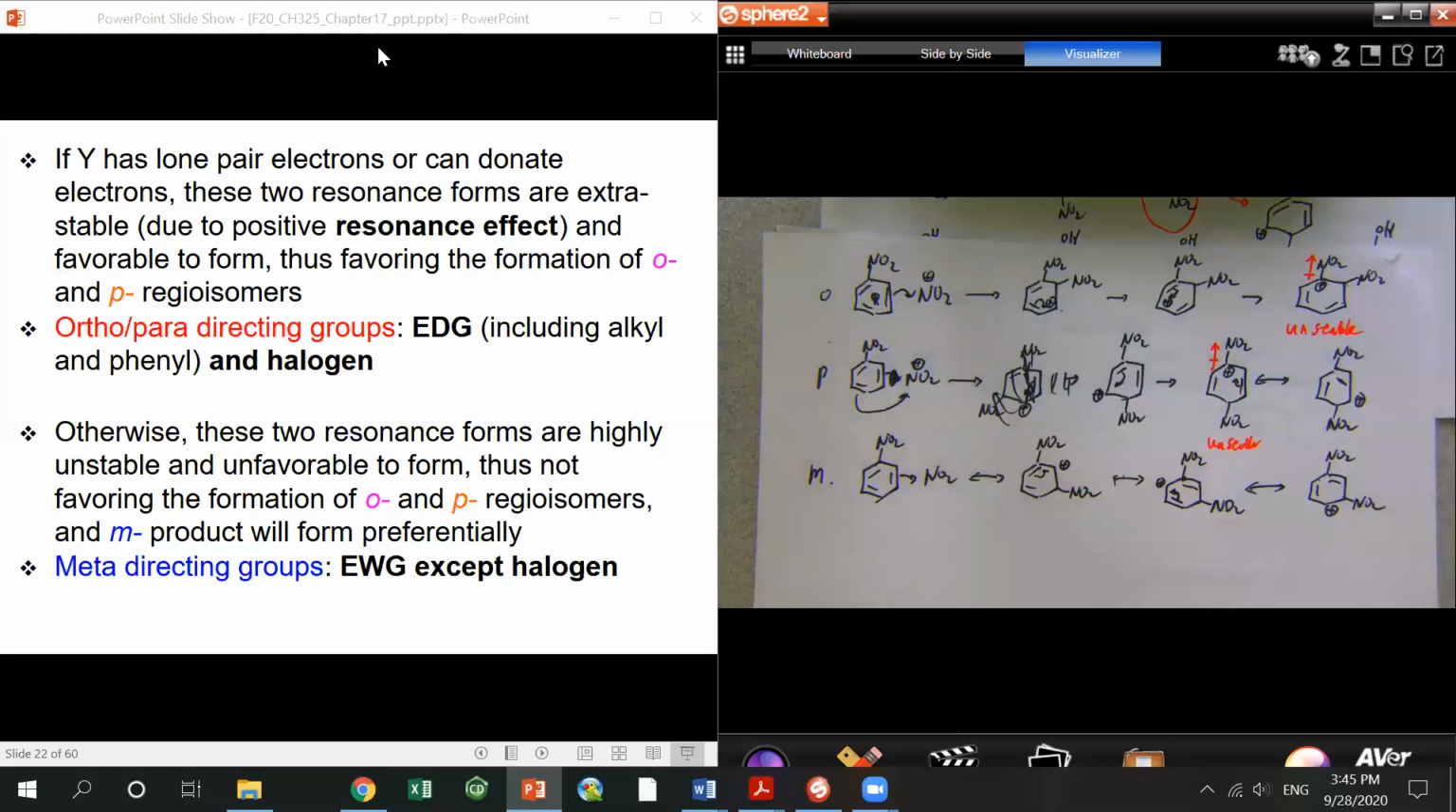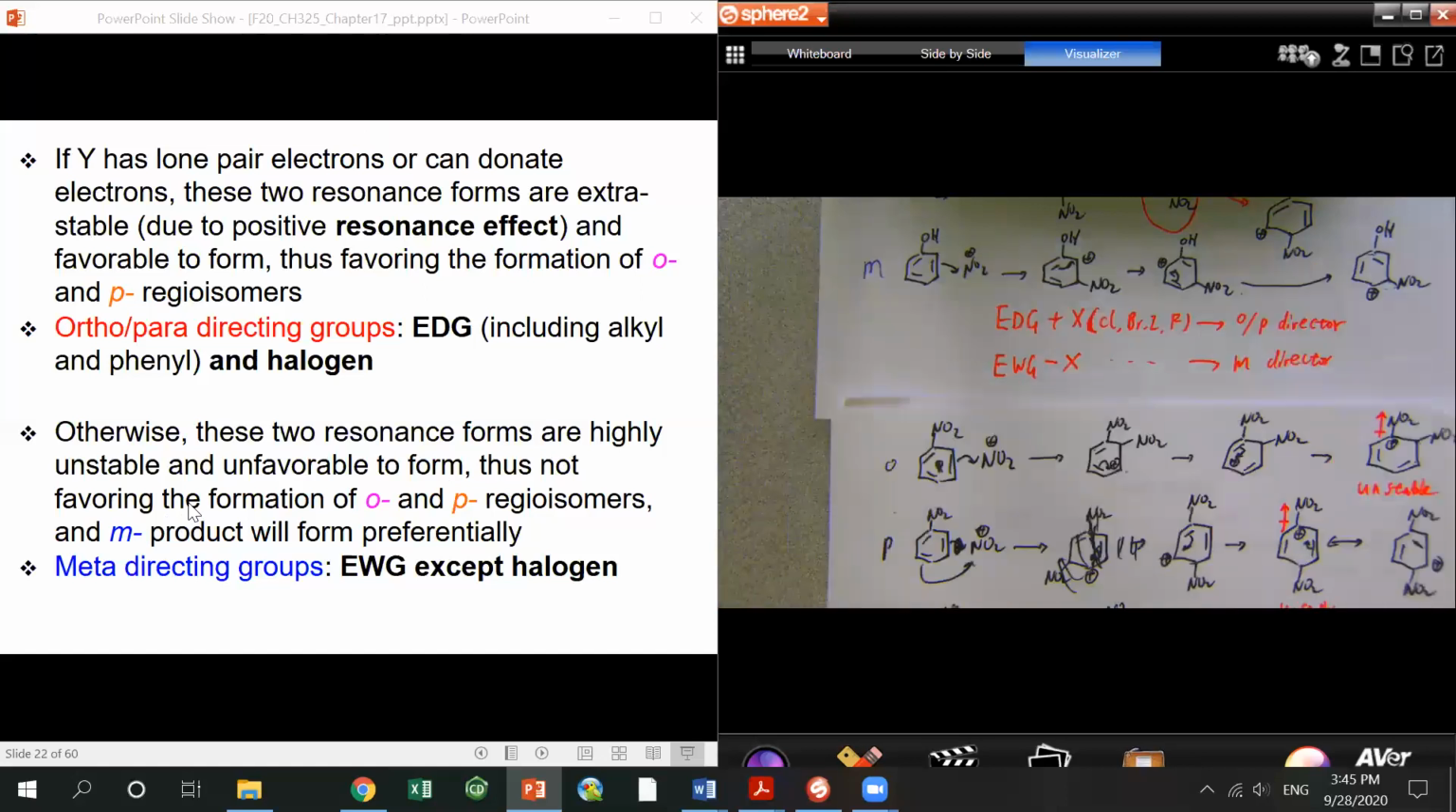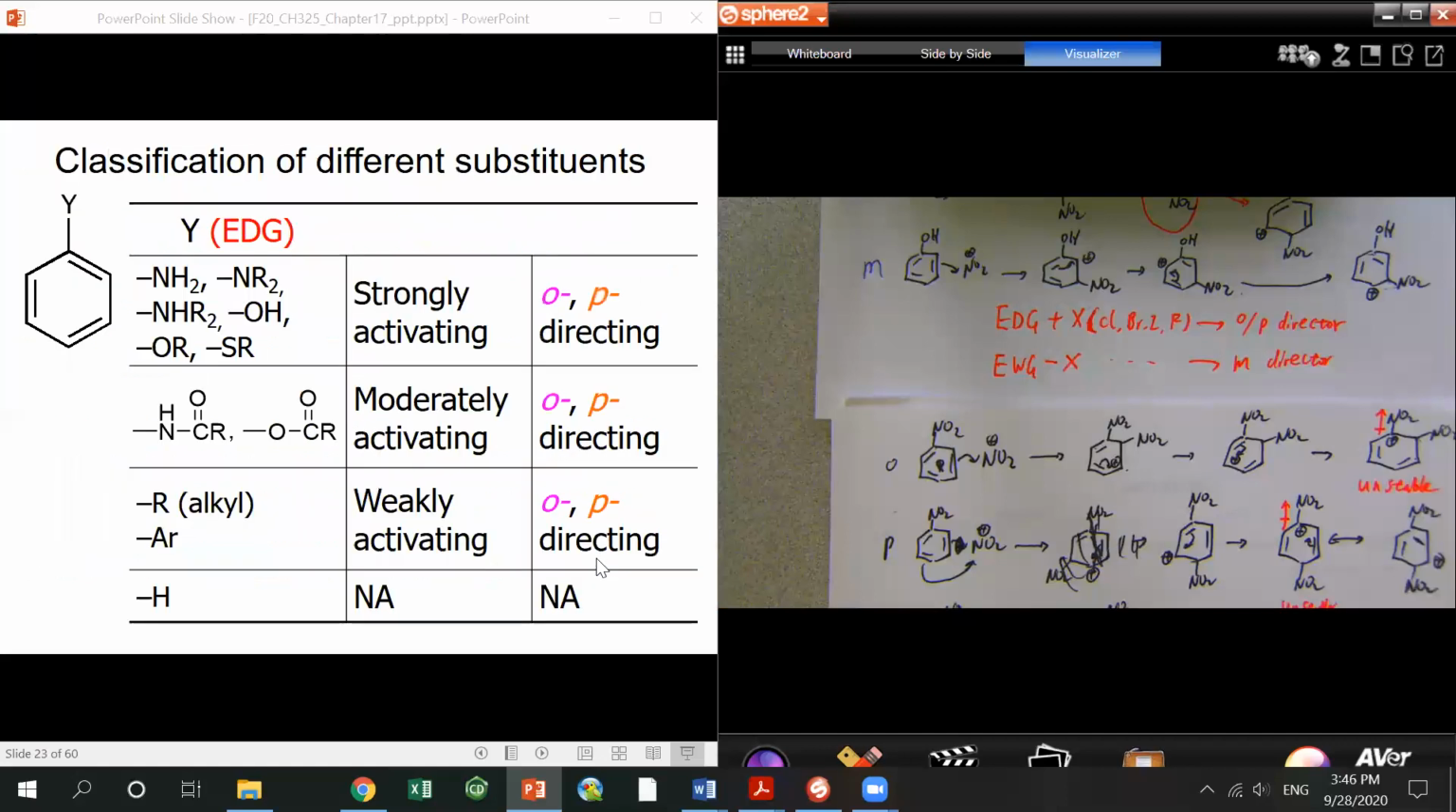The two resonance structures form the highly unstable, unfavored form, so that's not favored in forming the ortho and para. Meta will be the preferred. So all in all, you just remember the electron donor groups plus hydrogen will be ortho, para directors. Electron withdrawing groups, except hydrogen, we call meta directors.